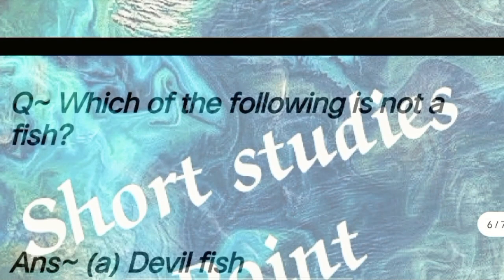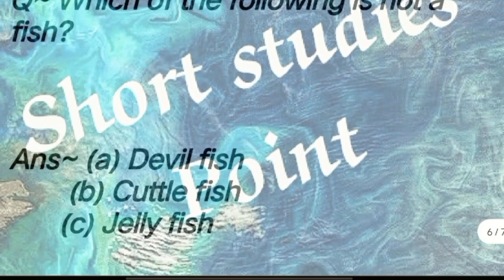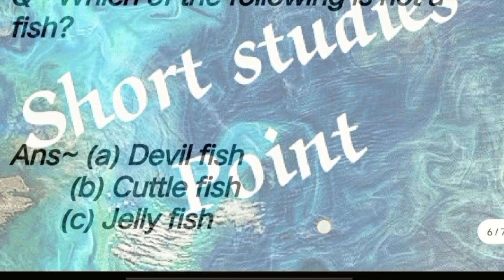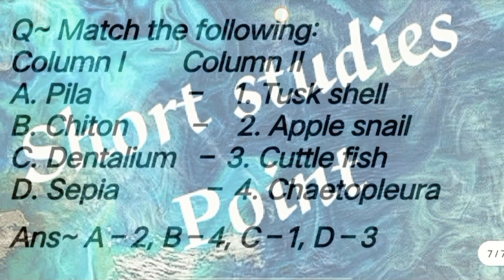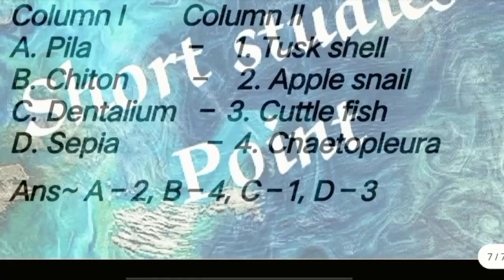Next question: which of the following is not a fish? Answer: devilfish, cuttlefish, and jellyfish are not fish. Next question: match the following columns. Answer: A. Pila is apple snail, B. Chiton is Chaetopleura, and C. Dentalium is tusk shell, and Sepia is cuttlefish.